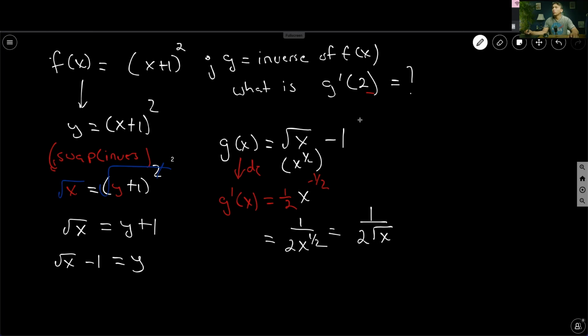And now they want to know at g equal to 2. So then just plug 2 in. So the answer becomes 1/2 over root 2.